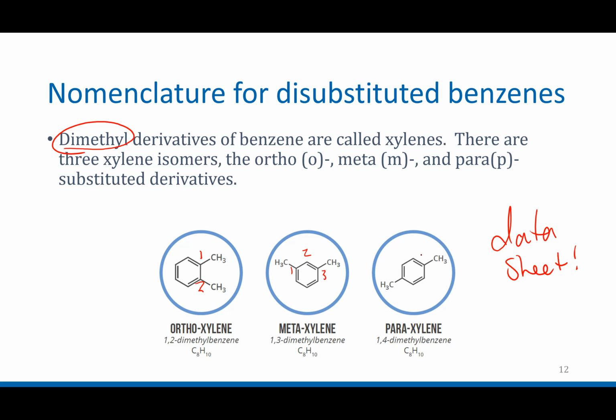If you did this one, it would be 1, 2, 3, 4. So this would be 1,4-dimethyl. You get the idea. So when you stick them to a benzene ring, you just change the name. It would be 1,2-dimethylbenzene, 1,3-dimethylbenzene, or 1,4-dimethylbenzene.